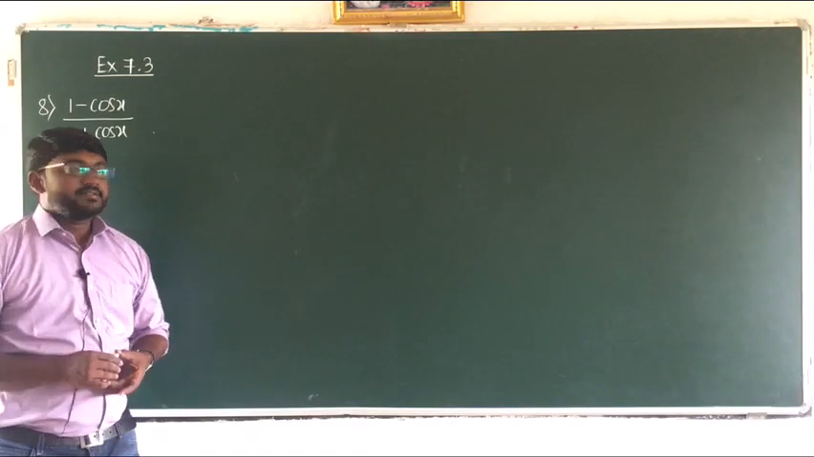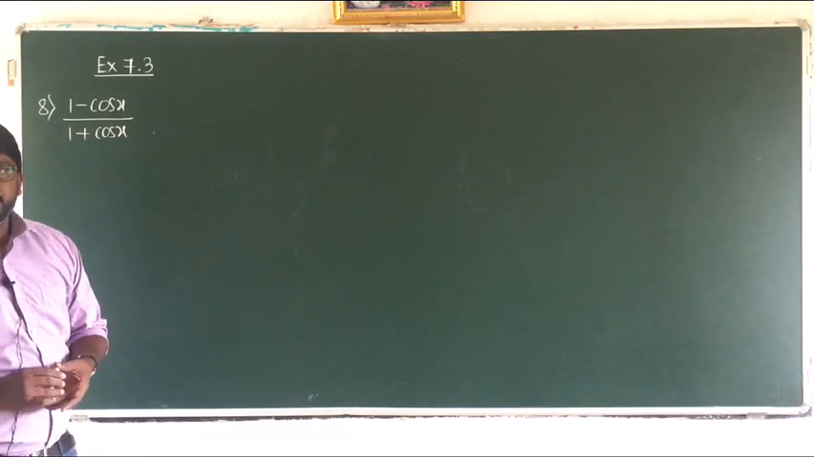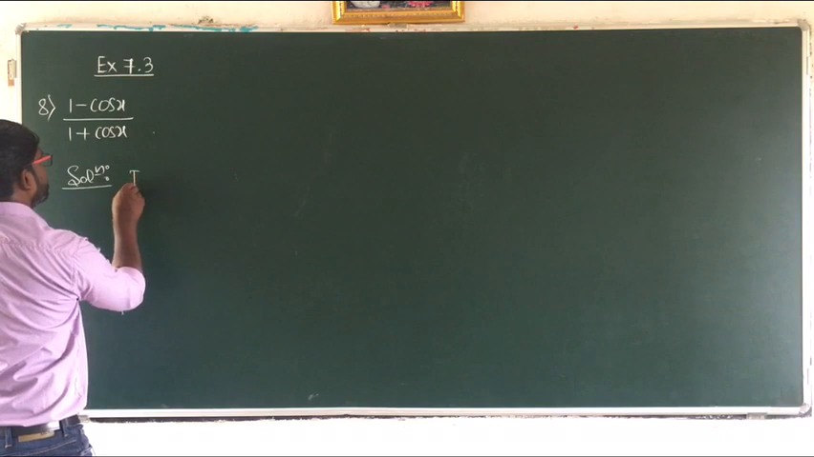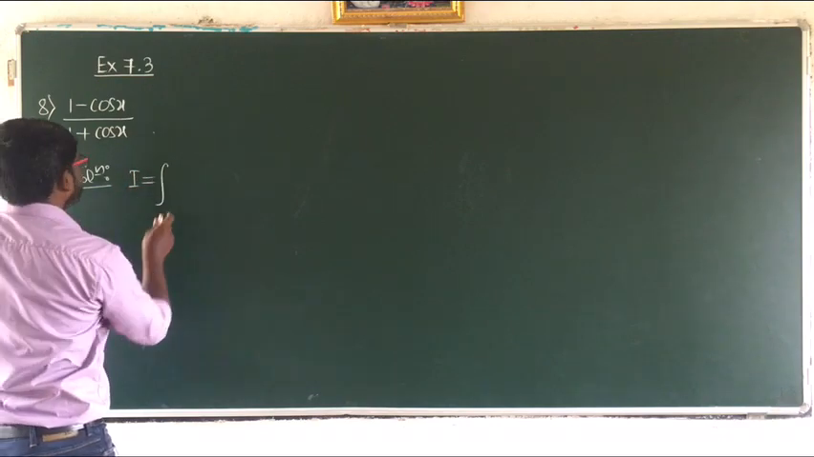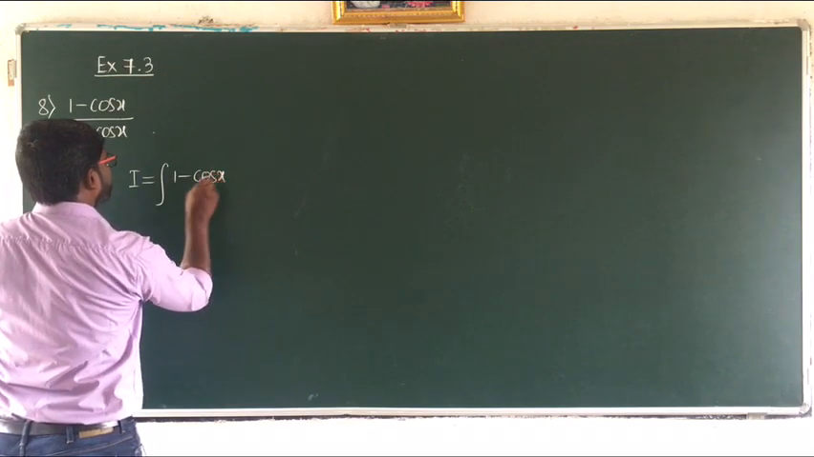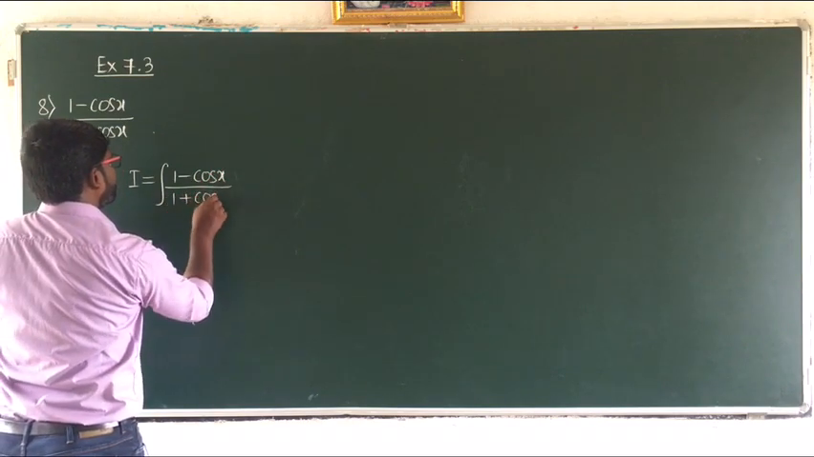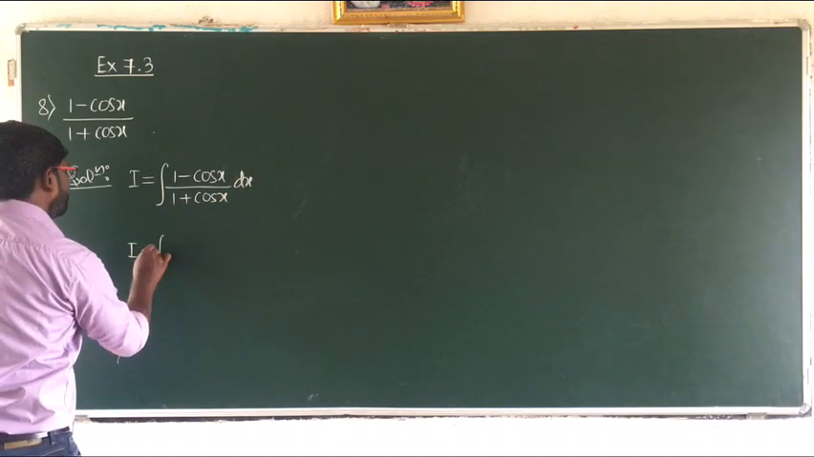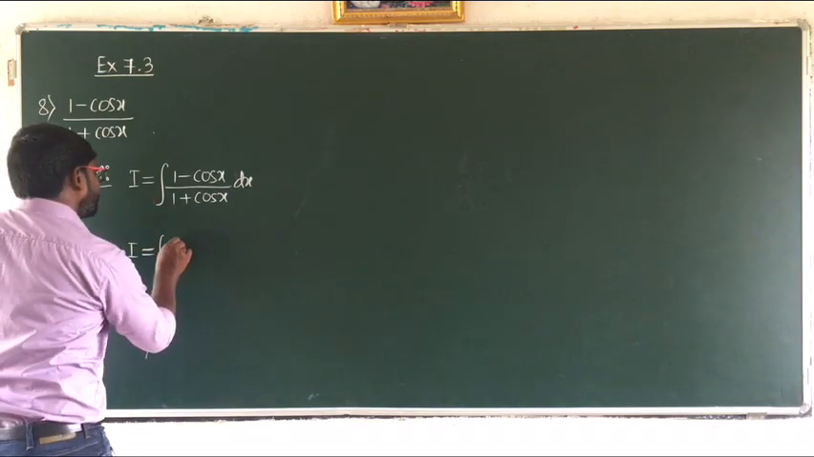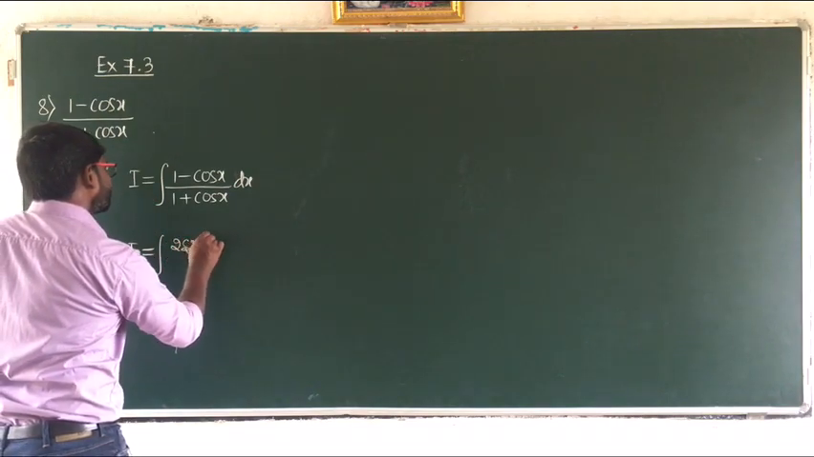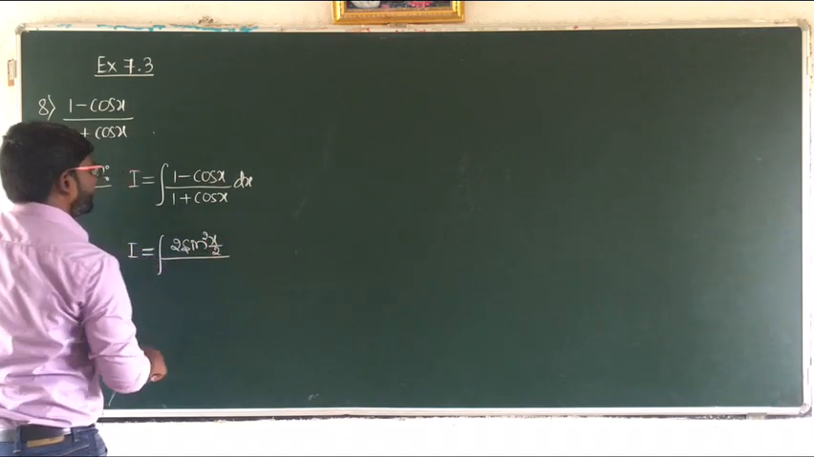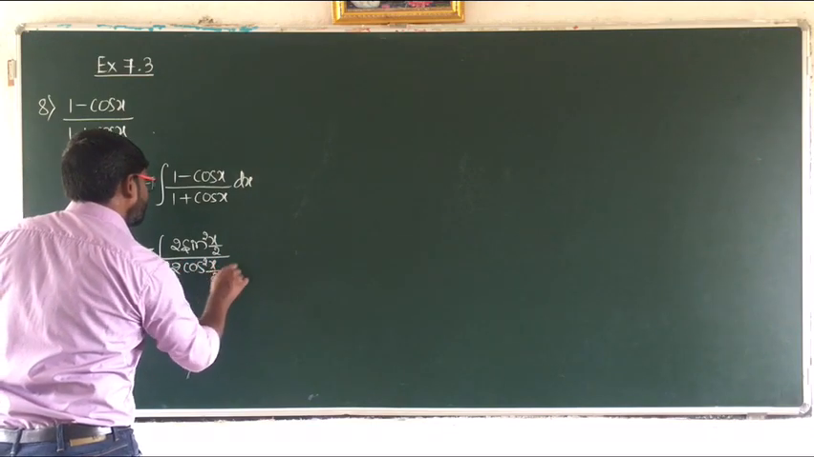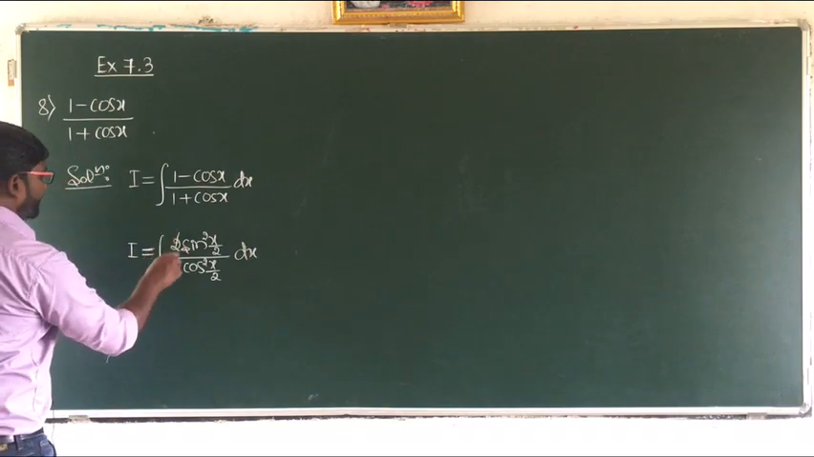Well, the next question, it is 1 minus cos x divided by 1 plus cos x. So, take this as I, which is equals to integral 1 minus cos x divided by 1 plus cos x dx. So, now I is equals to integral 1 minus cos x will be 2 sin square x by 2, then whole divided by 1 plus cos x will be 2 cos square x by 2 dx. So 2 and 2 get cancelled.